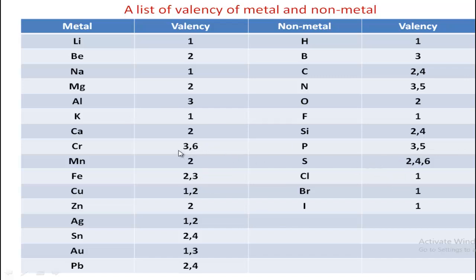You can see here some elements have more than one valency. Have you seen? Follow here: chromium 3, 6, silver 1, 2, iron 2, 3, sulfur 2, 4, 6. So this is a different characteristic of atoms having more than one valency.